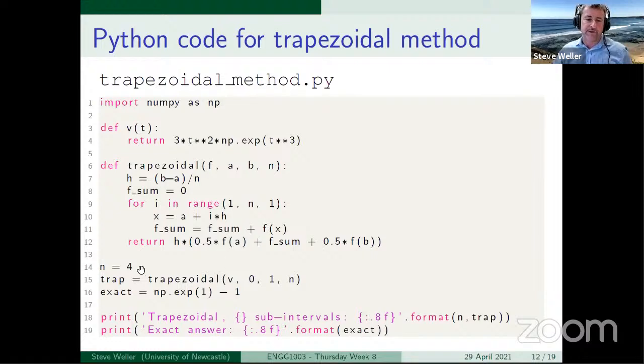And all you need to do is just increase the number of panels to get a higher level of accuracy. It's a brute-force method. It's relatively simple, and it works.